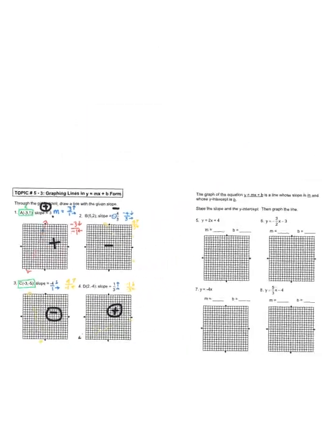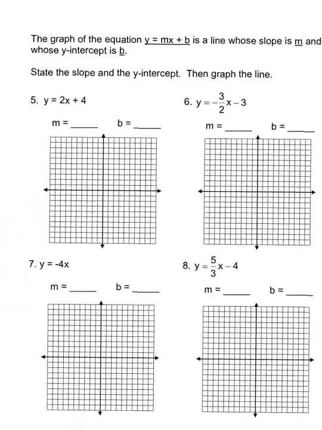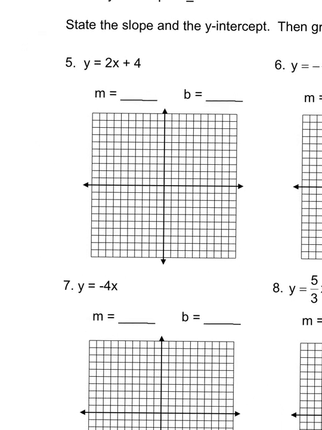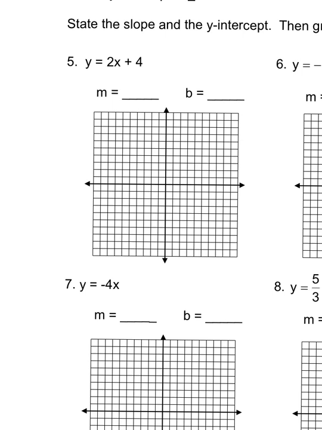Now let's go on to the back page where we will graph the equation of the line in y equals mx plus b form, where the slope is m and the y-intercept is b. Now let's look at number 5. We'll state the slope and the y-intercept, and then we'll graph the line.